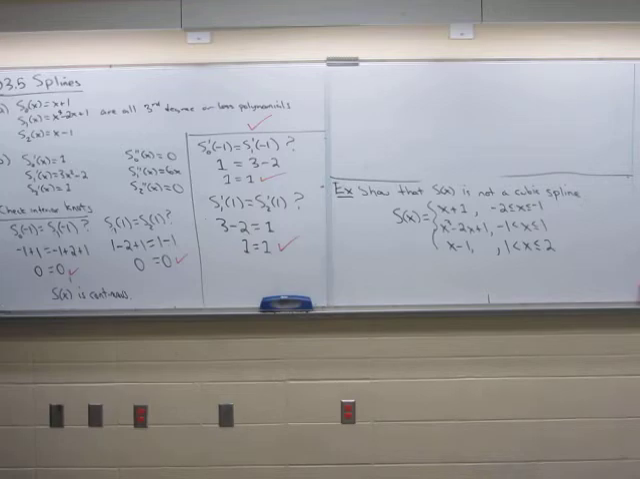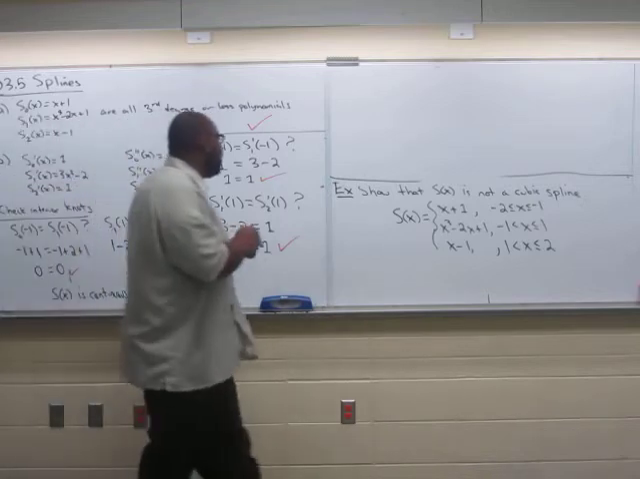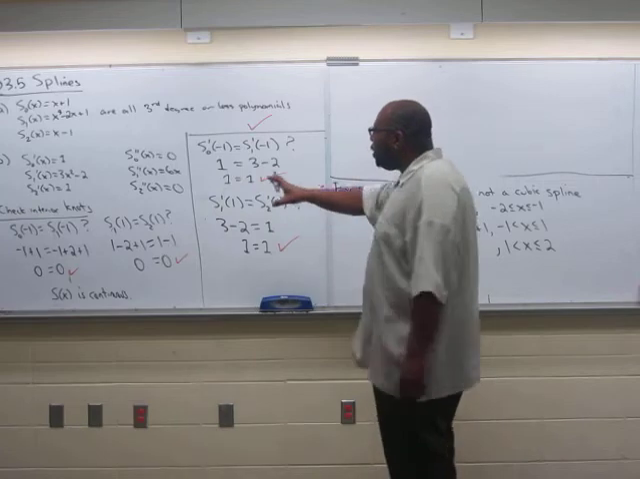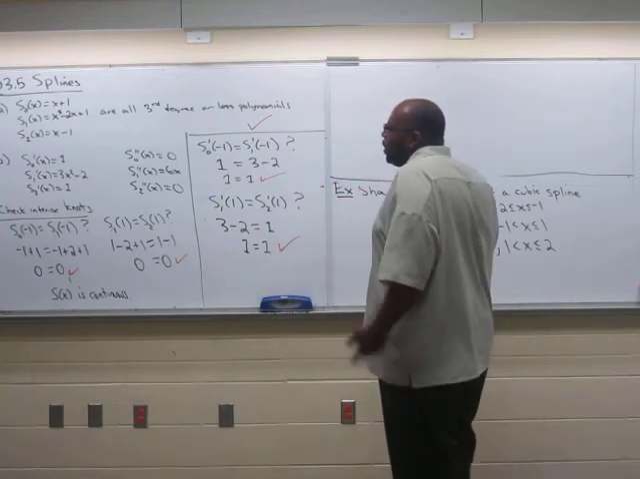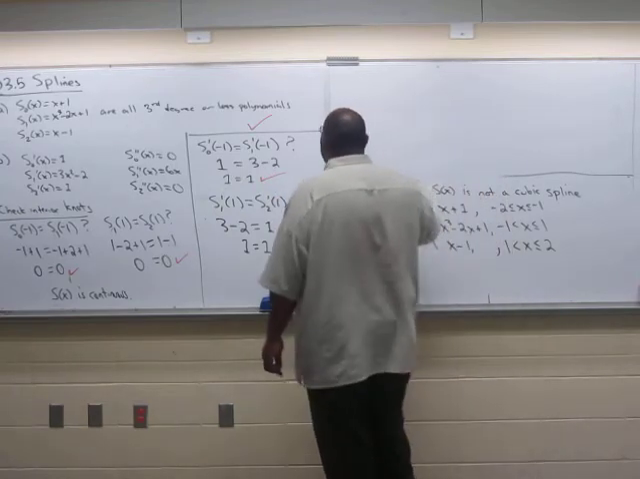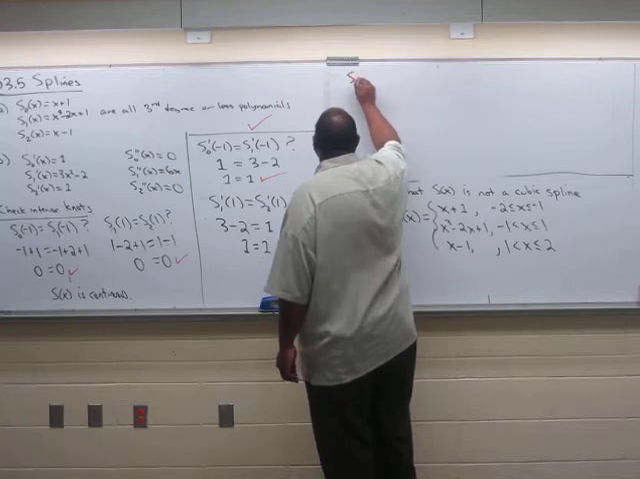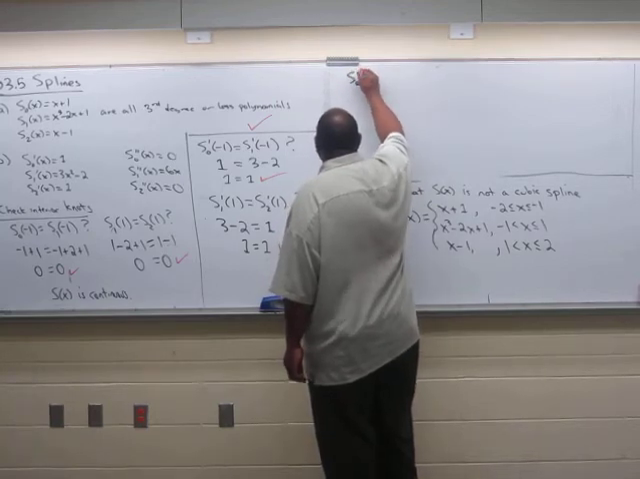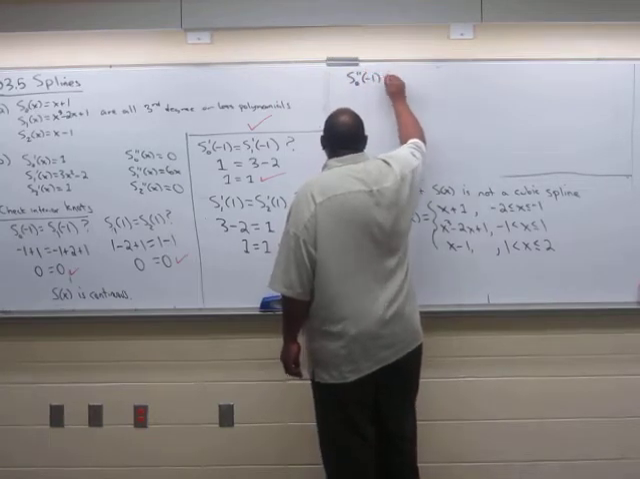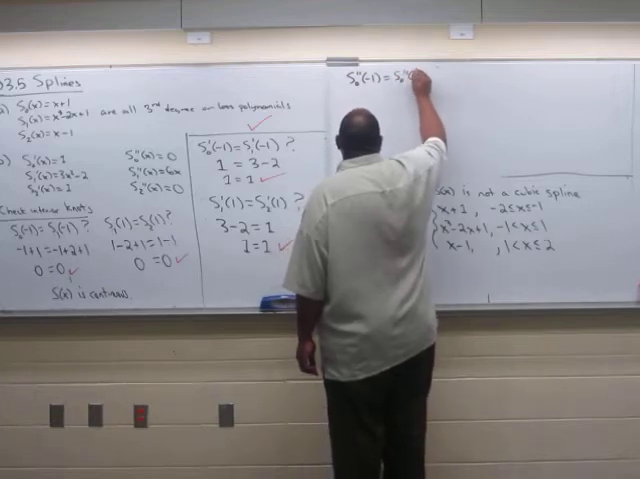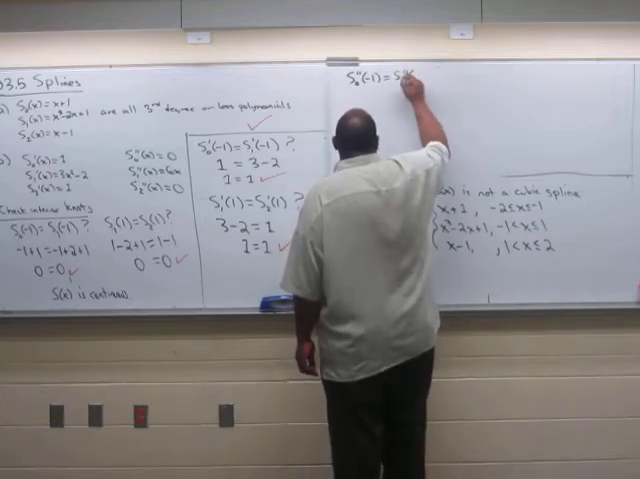So I guess the s double prime is probably the one that fails, right? Seems like all the other conditions were satisfied. Let's see if s double prime gives us issues. So let's do s sub 0 double prime at -1. Does that equal s sub 1 double prime at -1?